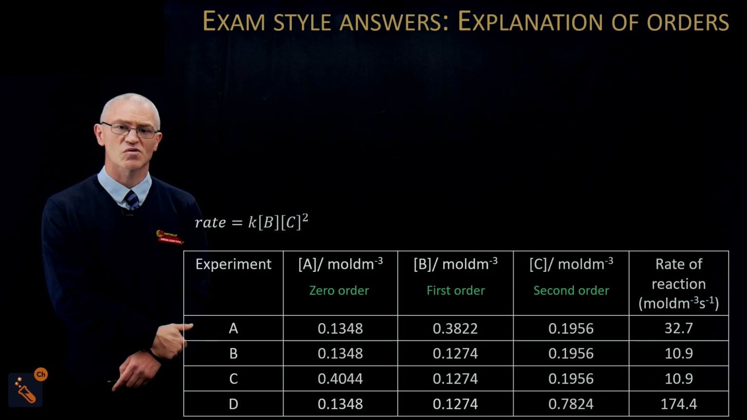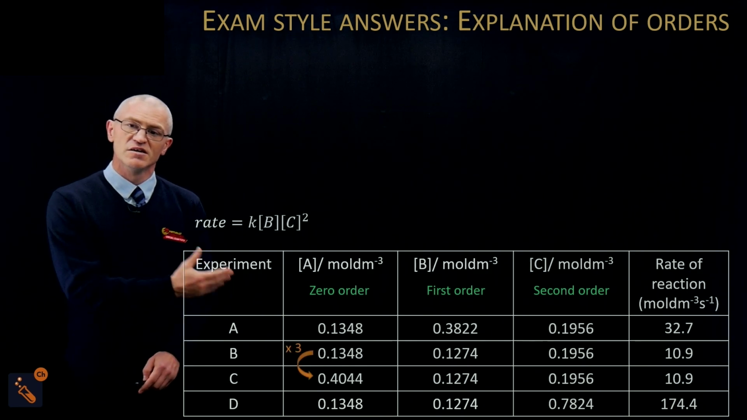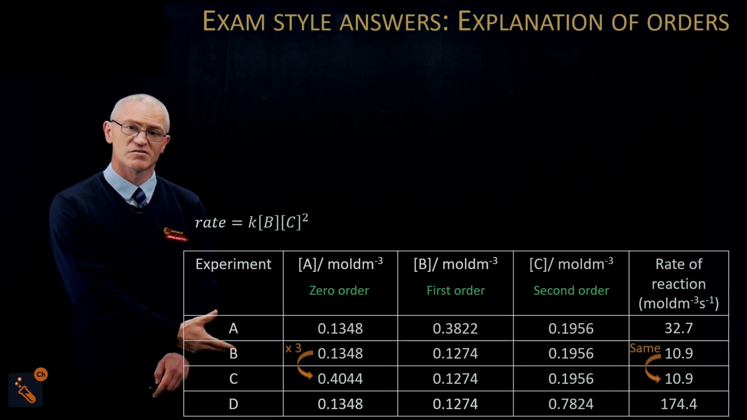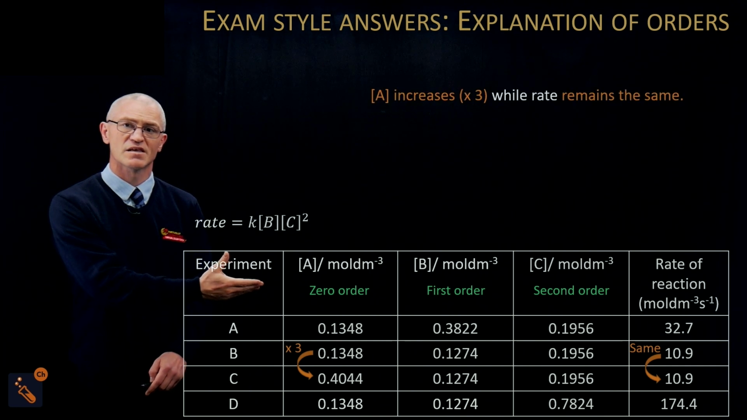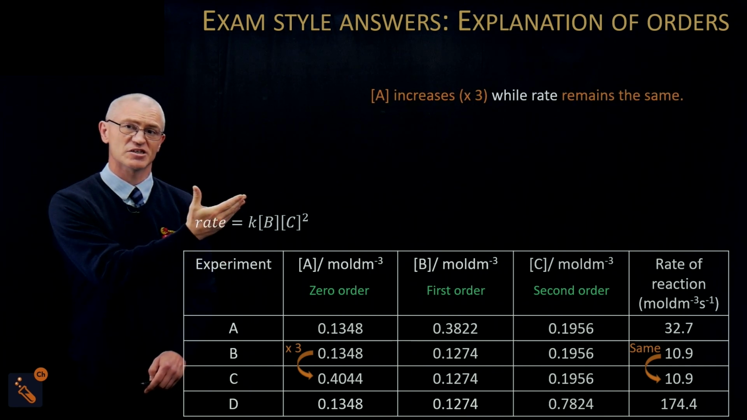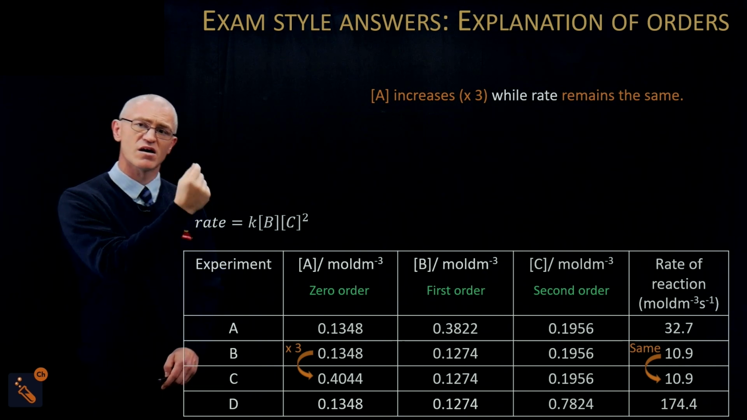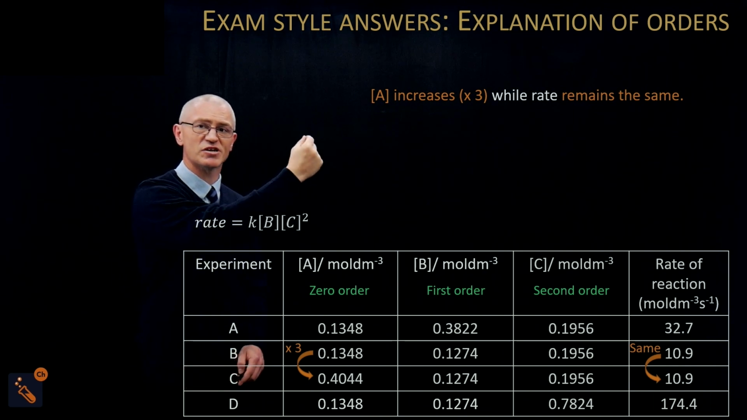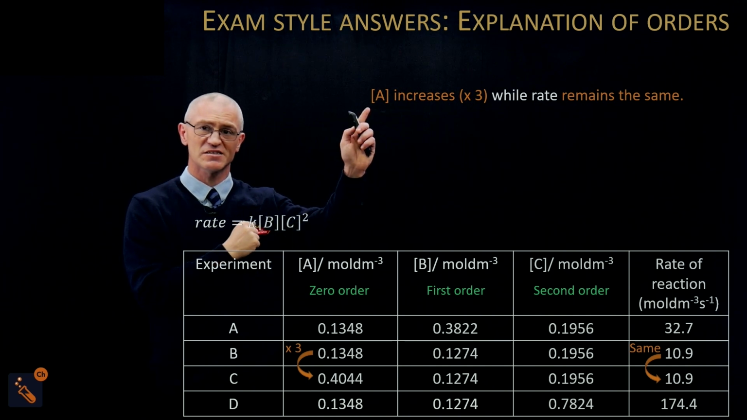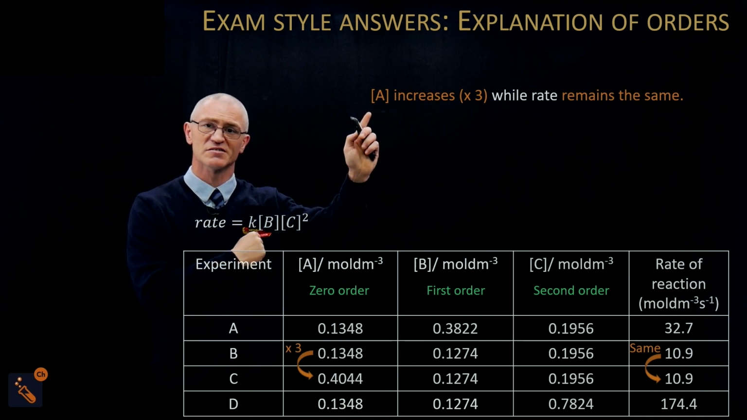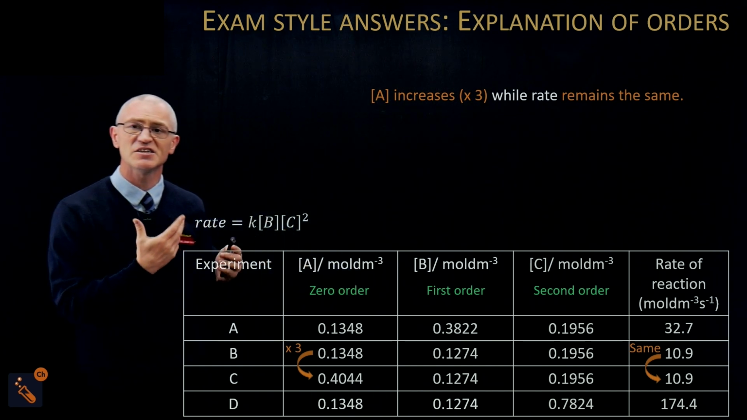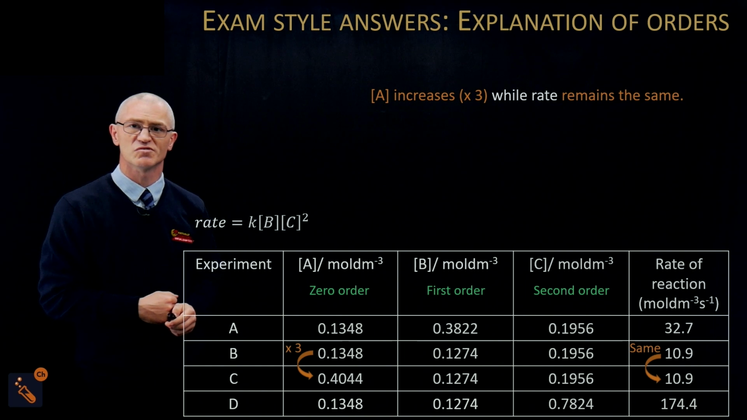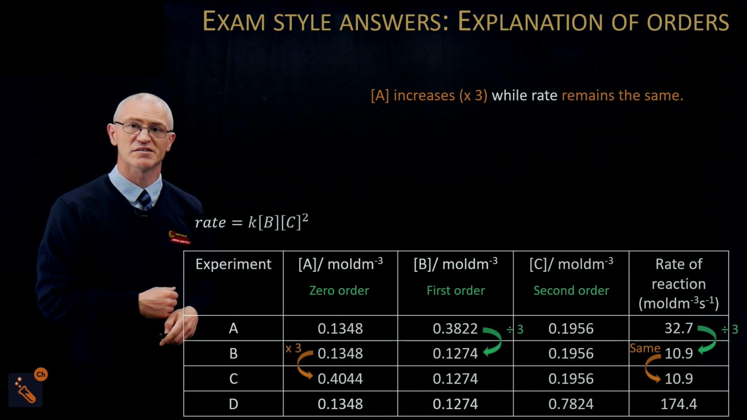Let's just go through all of that one more time to make sure you understand. So, times by 3 there, and that is staying the same. So there's our 0 order for our A, and that is your explanation. Now, I'm really putting these explanations on now because this is what gets you marks in the exam. So this is going to get you a couple of marks or a mark in the exam. You say the change in concentration, you then say what happens to the rate, and then you make your justification for what order it is. Well, we know it's 0 order because of that.